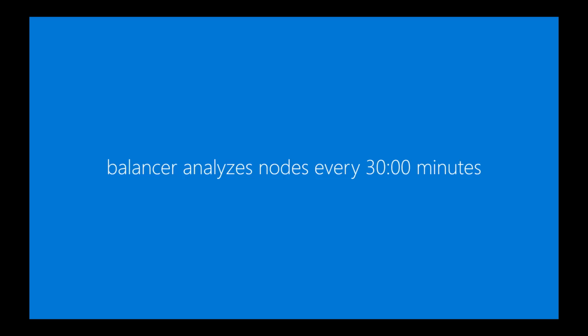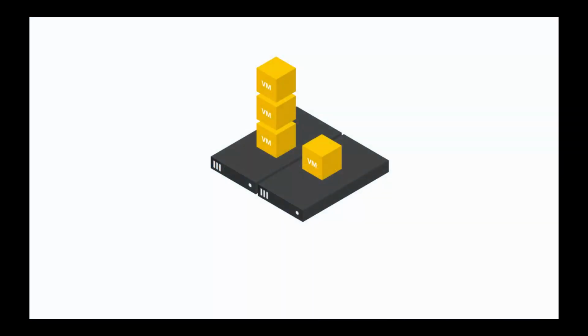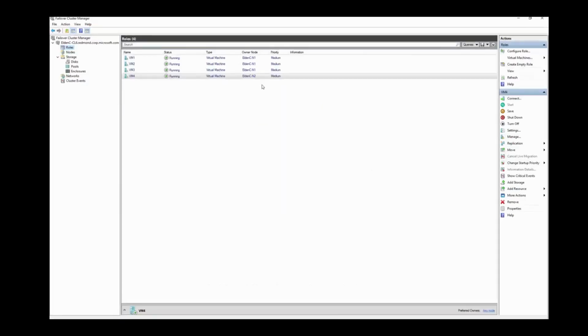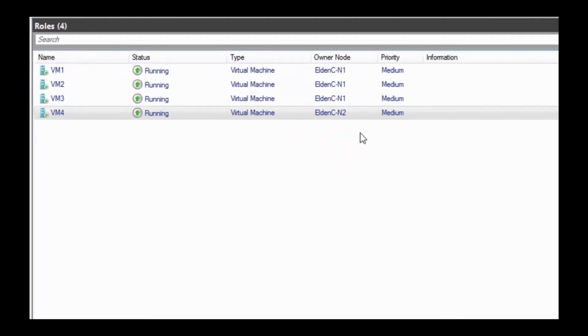So the analyzer is going to wait 30 minutes. Then it's going to say, okay, I could actually do better here. I've got 3 VMs running on node 1. It'd be better if I balance it out and move one of those VMs over to node 2. So now I have the cluster balanced. Let me just show you that in action.